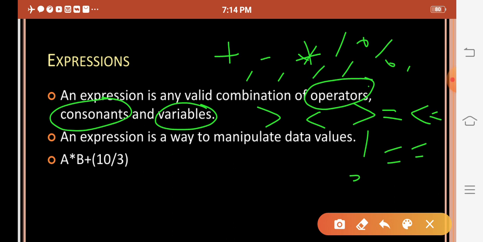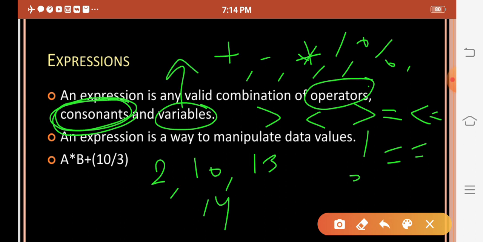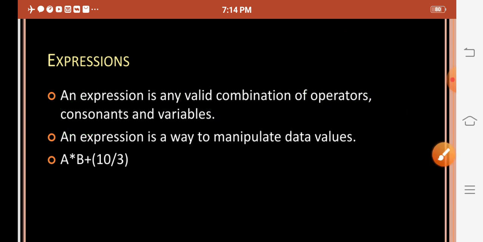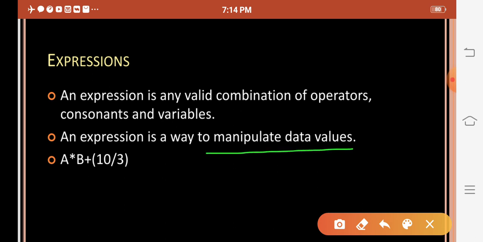Okay, then next is what? Constant. Constant means a fixed value which cannot be changed, like if I'm writing 2, 10, 13, 14. So all these are what? Constants. Next is variables. Variables means operands on which we are performing the task, like a, b, c. So these are known as what? Variables. Next, an expression is a way to manipulate the data values.